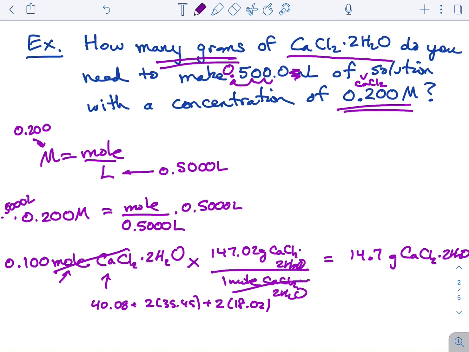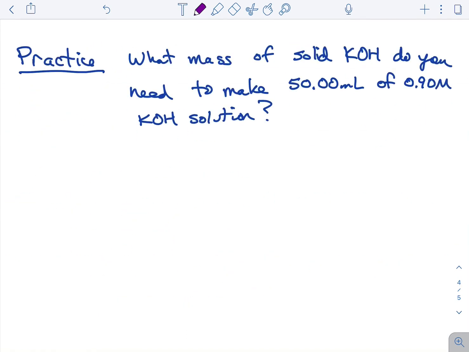All right. So I'm going to give you a practice problem. What's the mass of solid potassium hydroxide you need to make 50 milliliters of 0.9 molar KOH? All right, pause the video, grab a piece of paper, grab your calculator, do the calculation, hit pause, hit play when you're ready to see the answer.